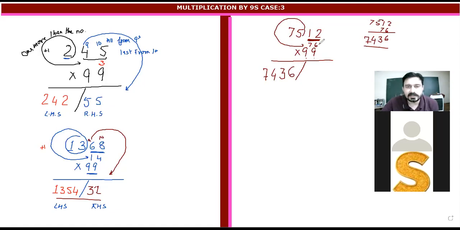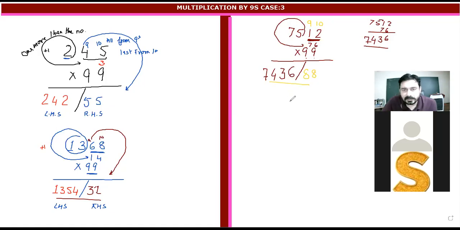Now the second part, that is the RHS, it says all from 9, last from 10. So 9 minus 1 is 8, and 10 minus 2 is 8. So 88. Getting it? Yes. Fine. One more problem from my side.